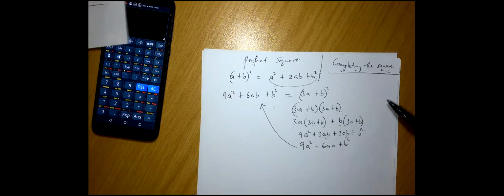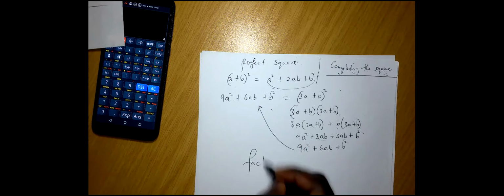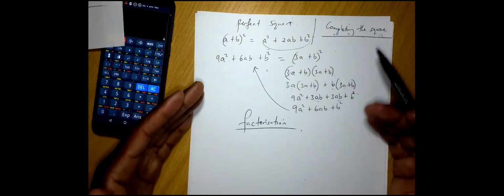Now let's check on what is called factorization. So with factorization, remember when you are removing the brackets, you are expanding.